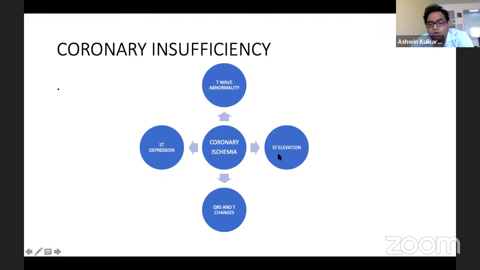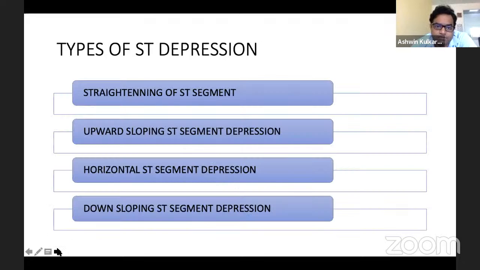So there is one entity called vasospasm or Prinzmetal's angina, where there is a vasospastic change. This vasospasm can cause ST segment elevation. But apart from this, most of the time coronary ischemia manifests as ST depression. Apart from that, there will be T wave abnormalities, usually inverted T waves, and there can be some QRS changes, which I'll be telling later.